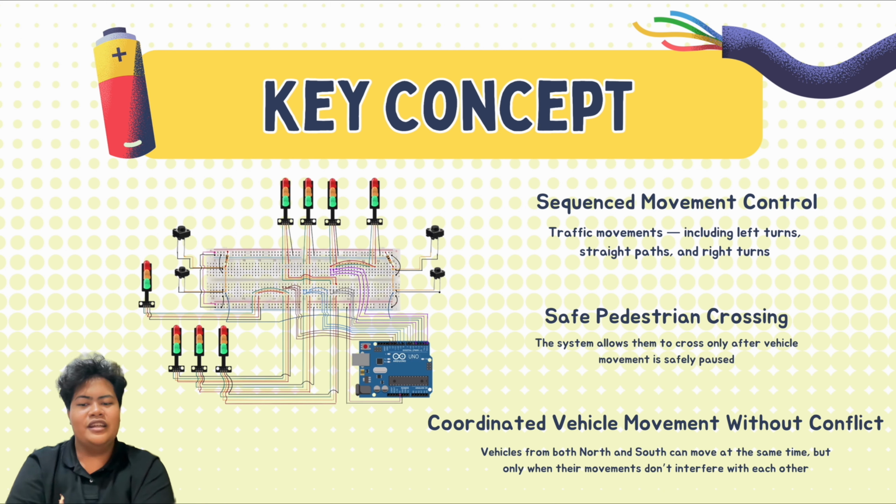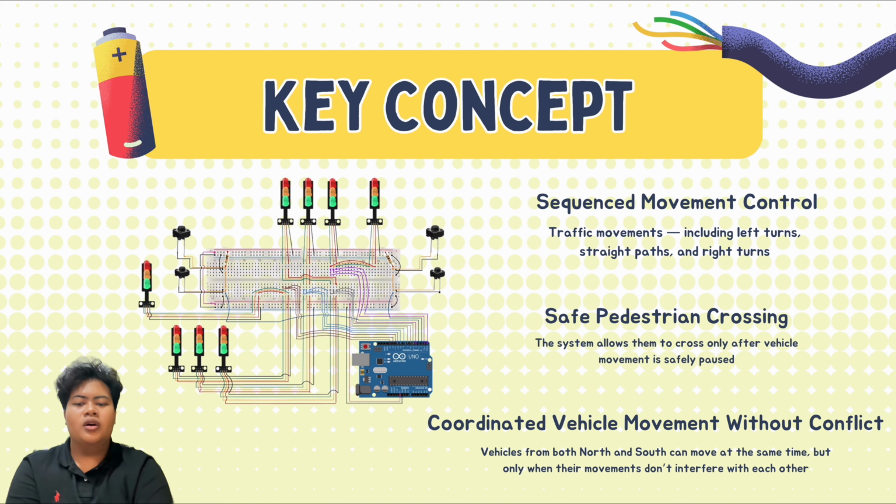Second one, pedestrian crossing safety. Pedestrian crossing safety is our main goal in this one. Pedestrians press a button to request crossing. The system waits for the current vehicle phase to complete, then activates the green pedestrian light. This is to ensure pedestrians never cross while vehicles are moving.